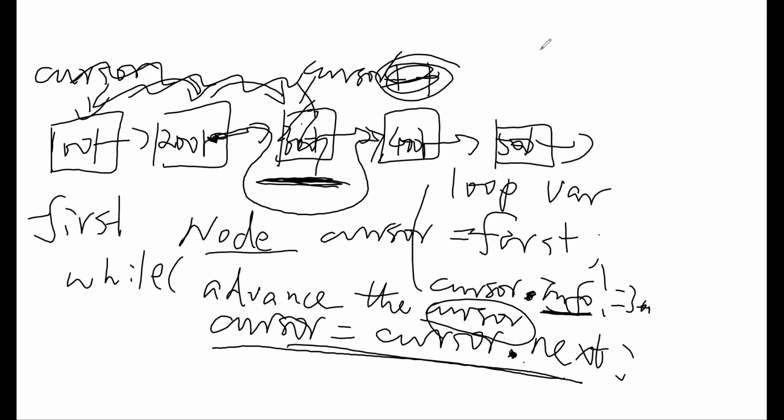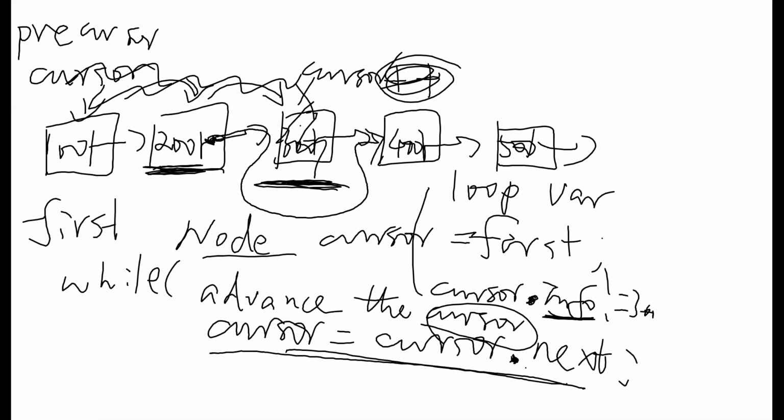But the question is, how do you keep track of 200? So here we need another concept. We call it a precursor. So you need to borrow another node variable called a precursor. So over here, then you can define it before your loop. So it's kind of messy here.